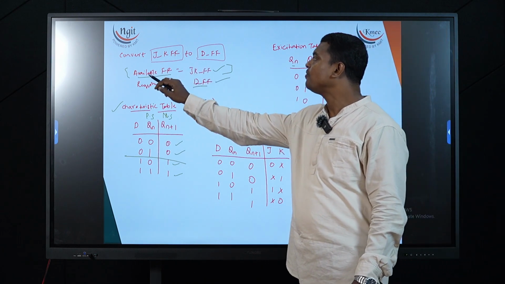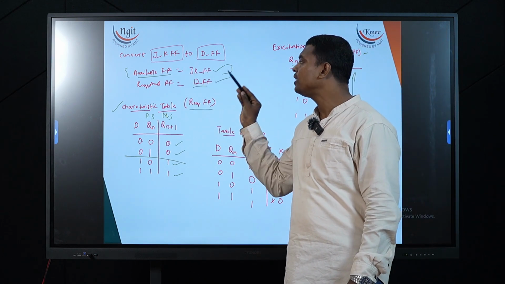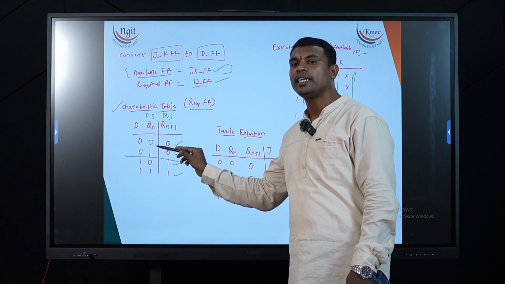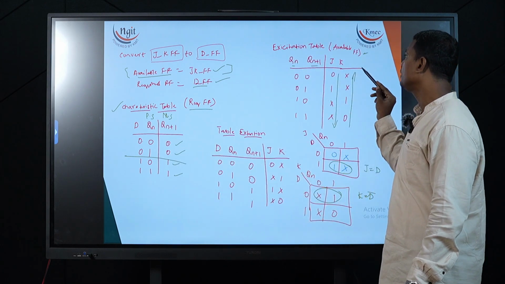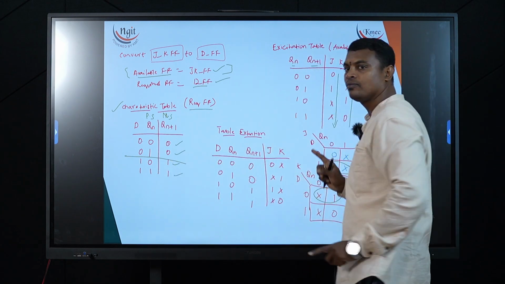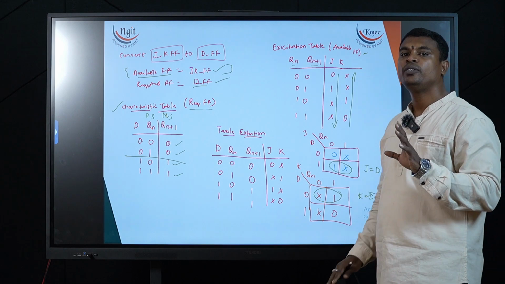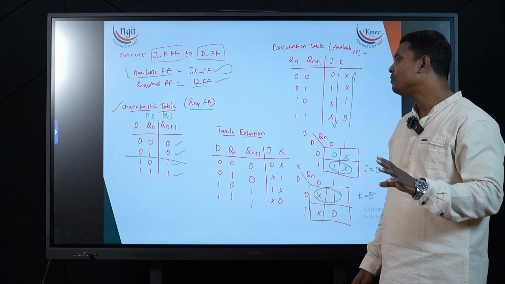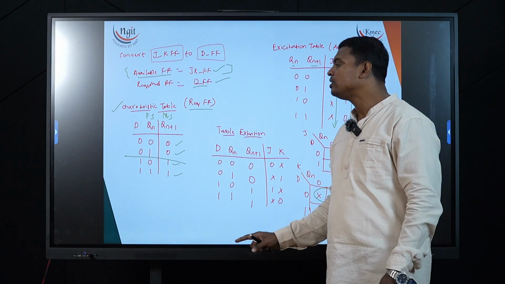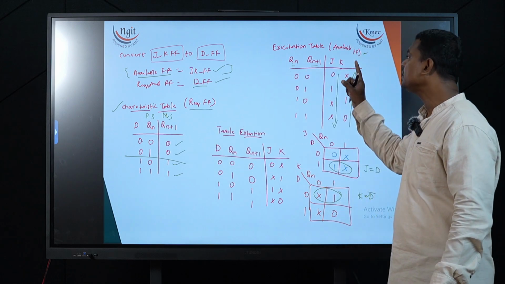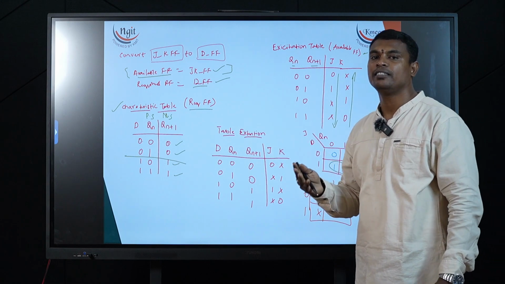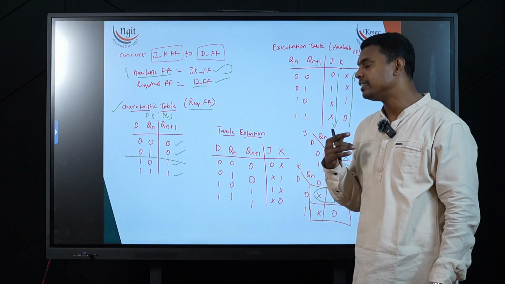Now while converting from JK flip-flop to D flip-flop, two things were identified: the available flip-flop and the required flip-flop. For the required flip-flop I am making a characteristic table, and for the available flip-flop I am making an excitation table. Now using these two tables, we need to get one more table. That table we call a table extension. How do we do table extension? Table extension is done based upon my characteristic table as well as my excitation table. Combining these two tables, I get my third table.